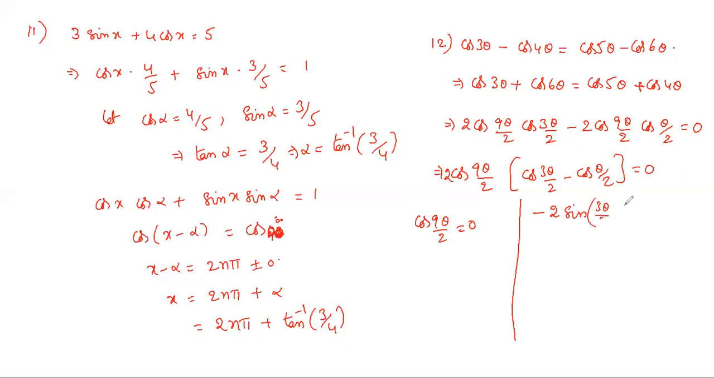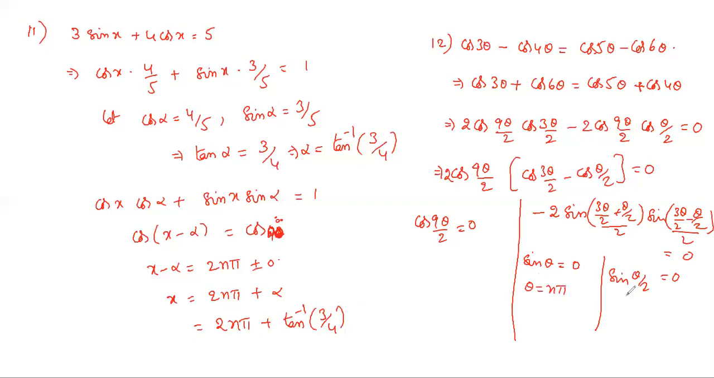3 theta by 2 plus theta by 2 by 2, sin of (C minus D) by 2, that is 3 theta by 2 minus theta by 2 whole by 2 equals 0. So similarly here, by equating to 0: 2 sin theta by 2 sin theta equals 0, or sin theta by 2 equals 0. So sin theta is 0 for theta equals n pi.